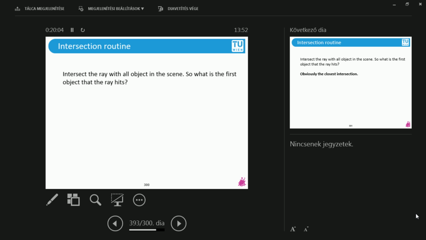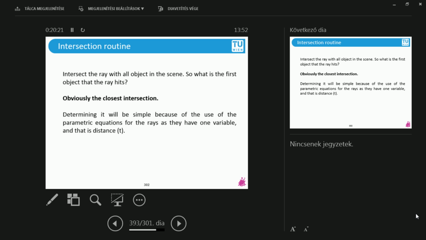So if I look somewhere, I may intersect many different objects, but if things are not translucent or not transparent, then I'm only going to see the first intersection, and that's it. And the first should be the closest. So this should be easy because we are using parametric equations. They depend on t, and t is the distance.